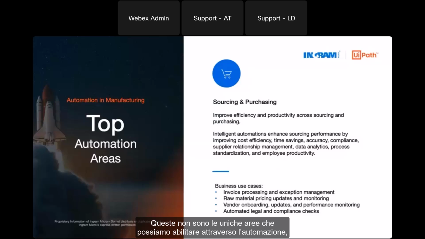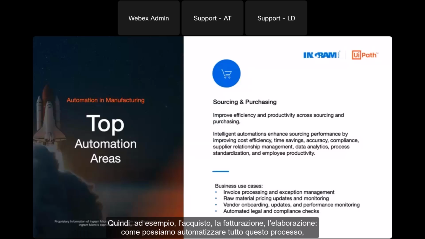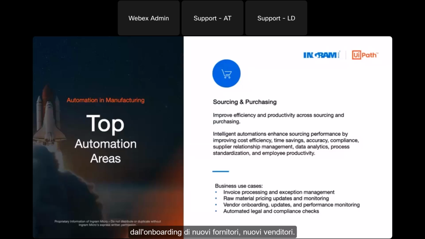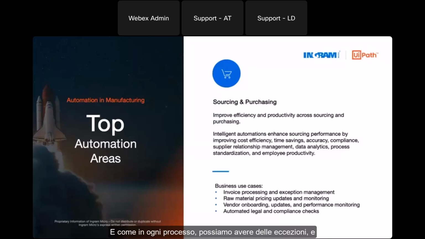not that these are the only areas that we can enable through automation, but some ideas of where you can start looking in your customer's business, right, in your customer's organization. So, for example, purchasing, the invoice processing, how we can automate all that process, from onboarding new providers, new vendors. How can we keep all the monitoring regarding the inventory, and when it's time to process, for example, a new inventory. And as in any process, we can have exceptions as well, right?